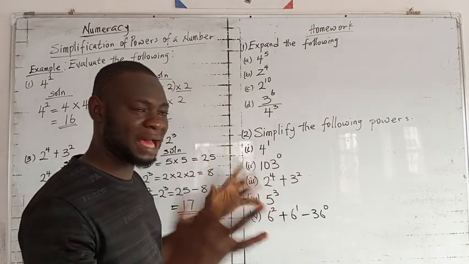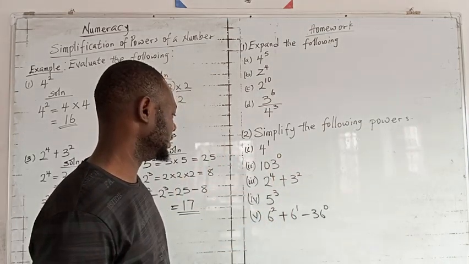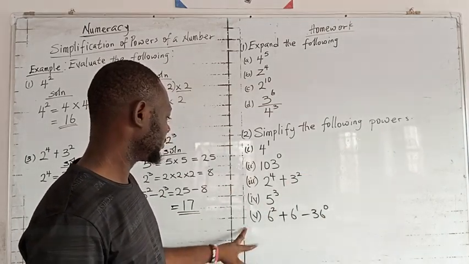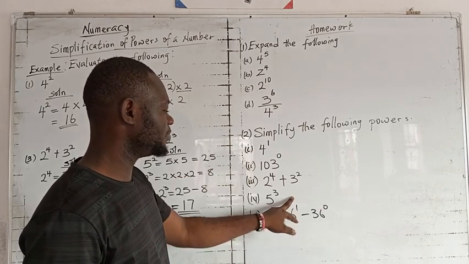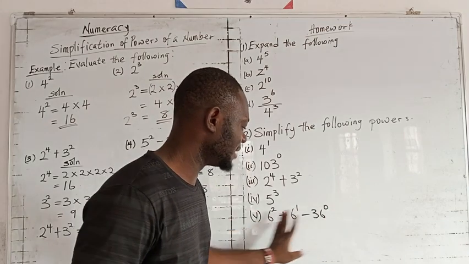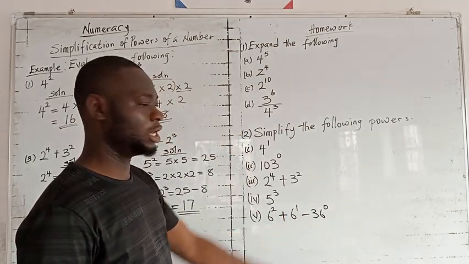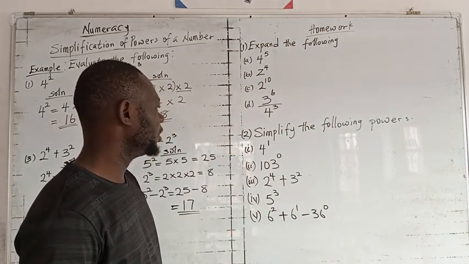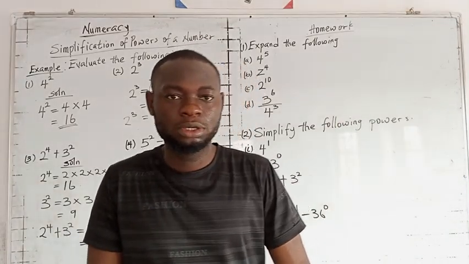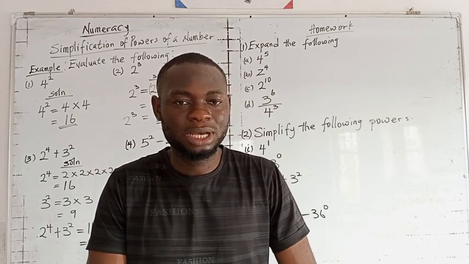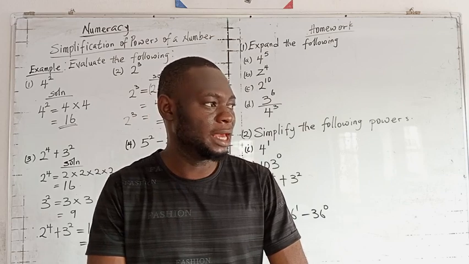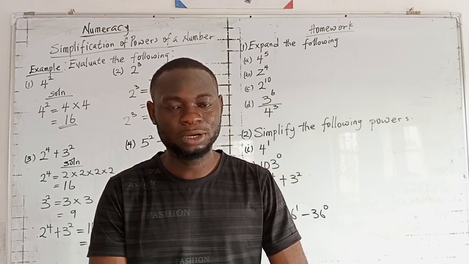Remember here, expand, multiply out and add. 5 raised to the power 3, expand and multiply. 6 raised to the power 2 plus 6 raised to the power 1 minus 36 raised to the power 0. Expand and simplify all of them, then do your addition and subtraction. Alright? Now, I'll be expecting this homework. You solve, snap it, and send it to me so I can mark you right or wrong. Then point out where we are getting confused.